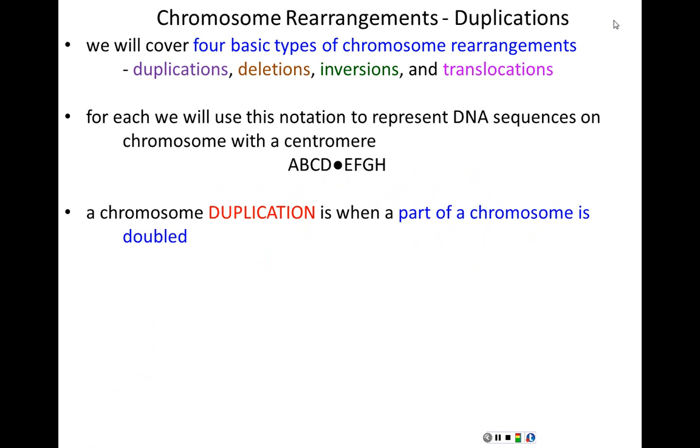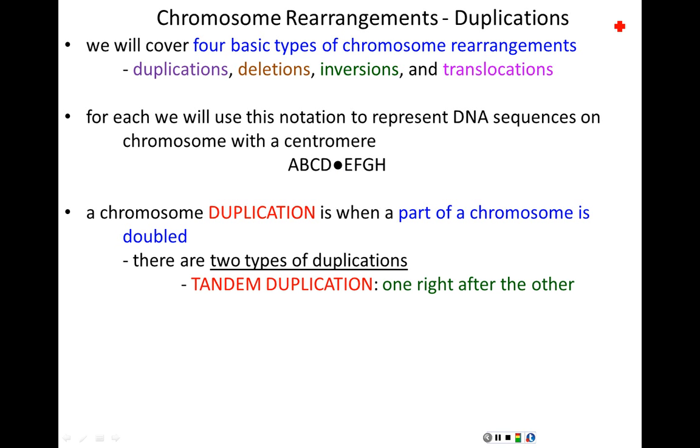And so we can use this notation to represent these different types of mutations in a pretty simple and straightforward way. And here's the perfect example. When we have a chromosomal duplication, that's when we have a part of the chromosome duplicated or doubled. There are two types of duplications: tandem duplications. Tandem, one right after the other, just like soldiers marching in tandem. We can have duplications occurring in tandem, one right behind the other.